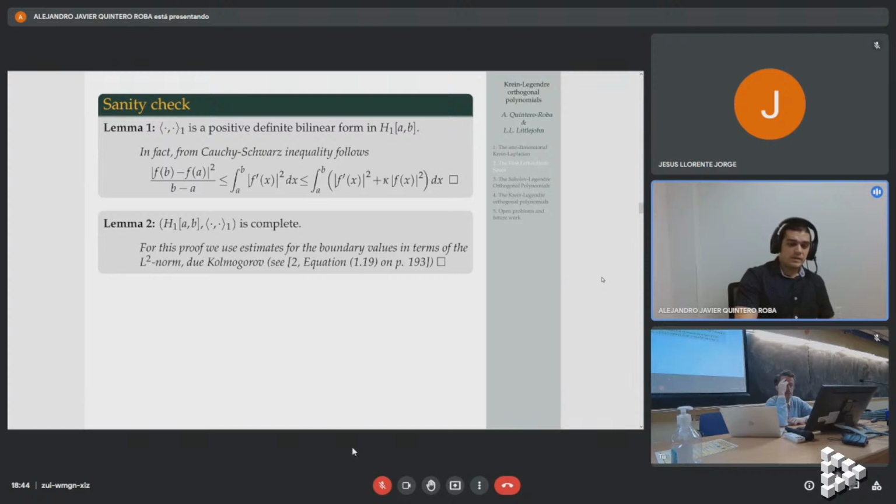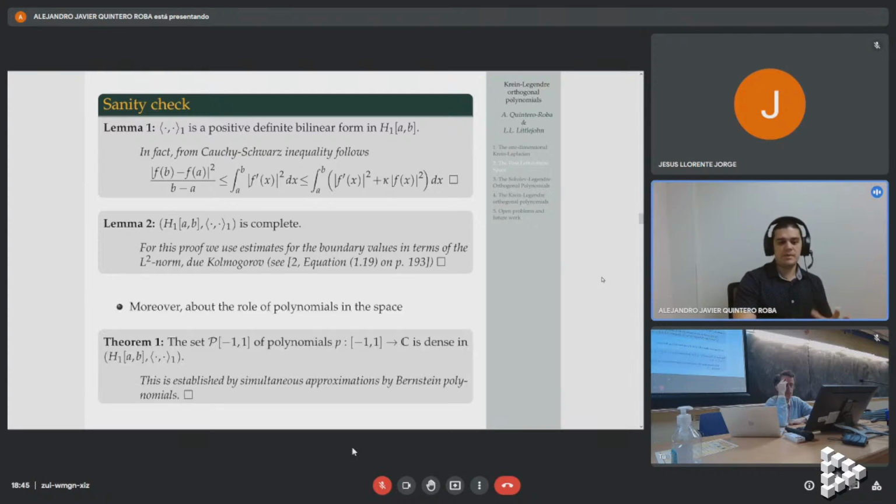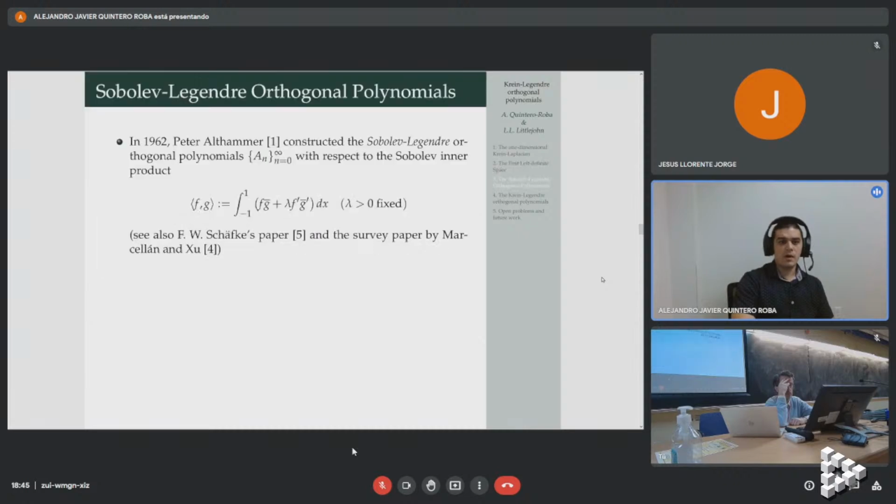Ahora, queremos estudiar polinomios ortogonales en este espacio, pero ¿por qué? O sea, ¿cuál sería el rol de los polinomios en este espacio? Bueno, el principal rol de los polinomios en este espacio, y el porqué queremos estudiar una base ortogonal, es porque son densos y serían una buena aproximación a funciones en este espacio. Este resultado también lo probamos. Los polinomios en efecto son densos, y es una consecuencia directa de aproximaciones simultáneas con polinomios de Bernstein, que son densos en el espacio de Sobolev de primer orden. Así que este resultado también ha sido probado.